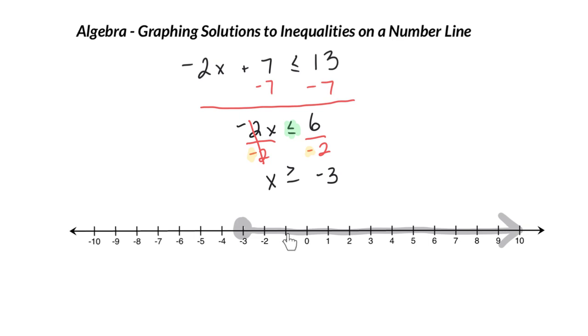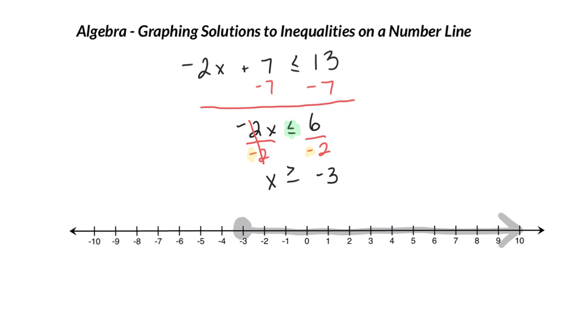Let's say we plugged in negative 1. Negative 2 times negative 1 is positive 2. Plus 7 is 9. That's less than 13. Let's go down here to the wrong side and plug in a number. Let's plug in negative 6. Negative 2 times negative 6 is 12. Plus 7 is 19. That isn't less than 13. And again, it's because of that multiplication right here. The minute we multiply our x's by a negative, we reverse the sign. And that's what makes the inequality reverse.